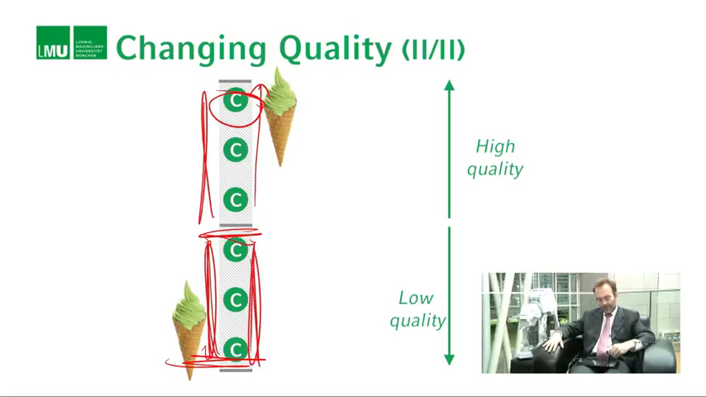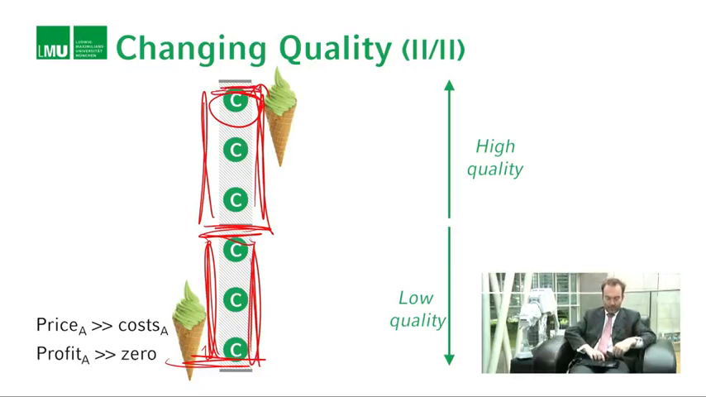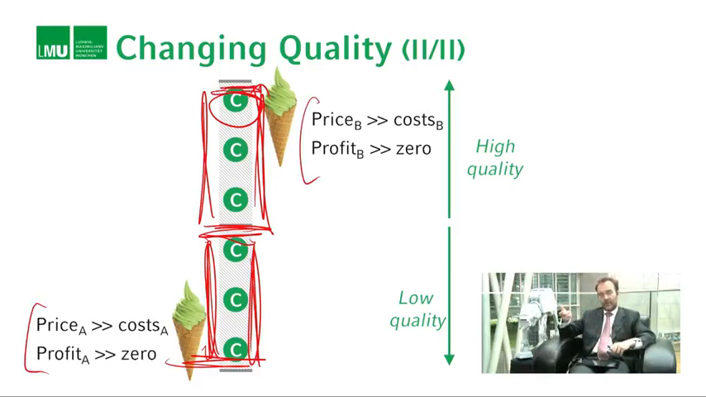And we have consumers with a high willingness to pay, and these are going to go for the gourmet ice cream. And as it turns out, both firm A and firm B make positive profits, and they make even higher profits than if they were more closely located to each other.